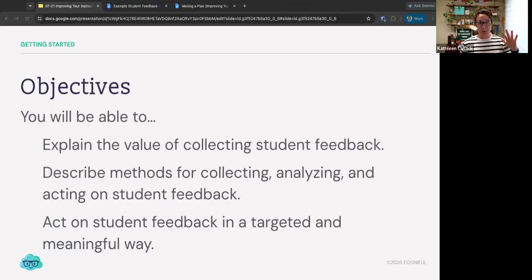So these learning objectives we will return to at the end of our time together. And to achieve these objectives, we're going to start with briefly why student feedback matters, and then we will move into the practical structure that you can use right away for collecting, analyzing, and acting on student feedback. And then we'll close out with some tips and tricks that you can use in that process.